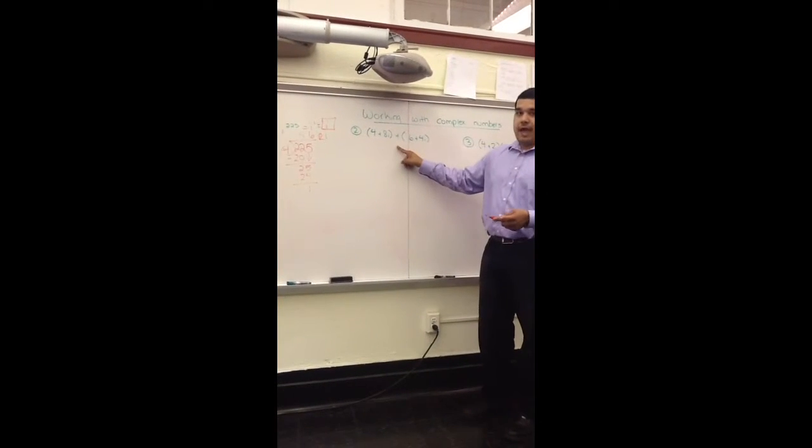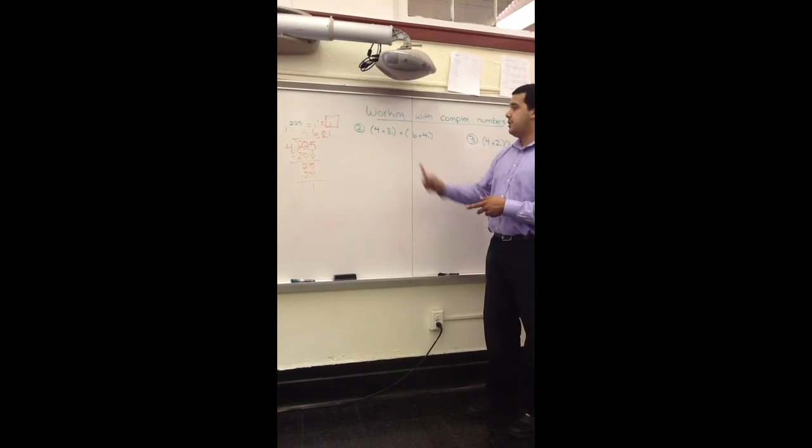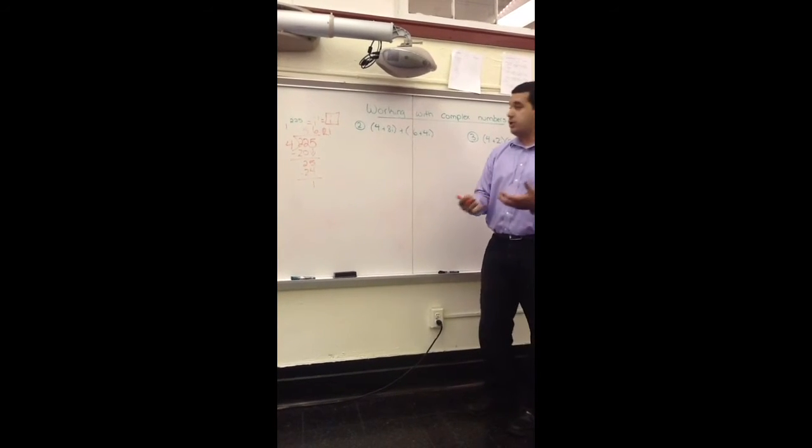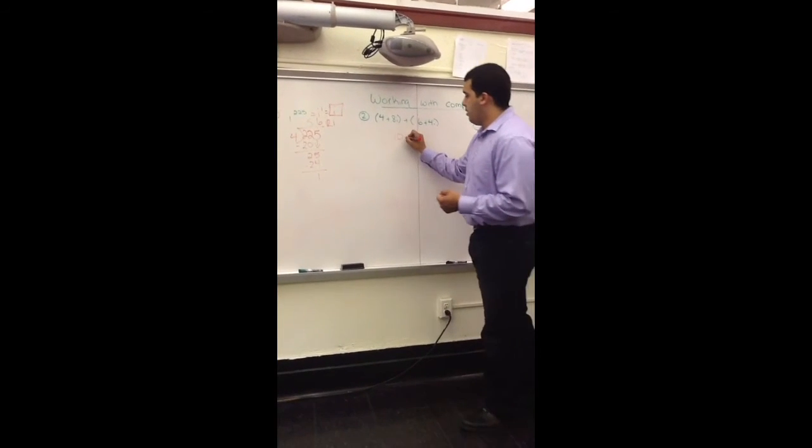Next, we have adding with complex numbers, which just means combine like terms. Just because the i is there doesn't change how you would approach it. 4 plus 6, which is 10, and 8i plus 4i, which is 12i.